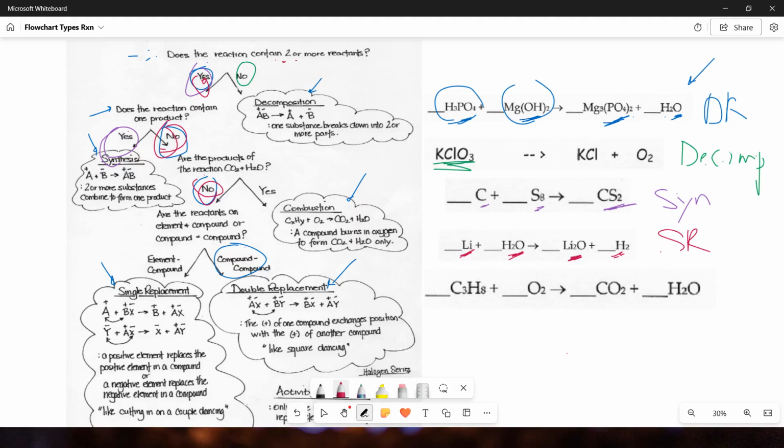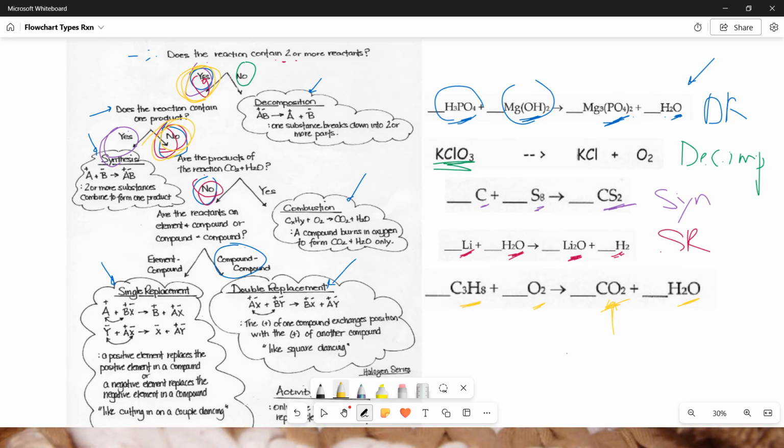Looking at the very last one, we have 2 reactants. I don't know if yellow will show up, but we'll look. We have a hydrocarbon and oxygen. So we do have 2 reactants. The next question is, does it contain 1 product? No. It has 2 products, so we go to the right. Are the products of the reaction CO2 and water? Yes, they are. So we are done. This is a combustion reaction, not to confuse with combination. Combustion. And that is how we use the flowchart.